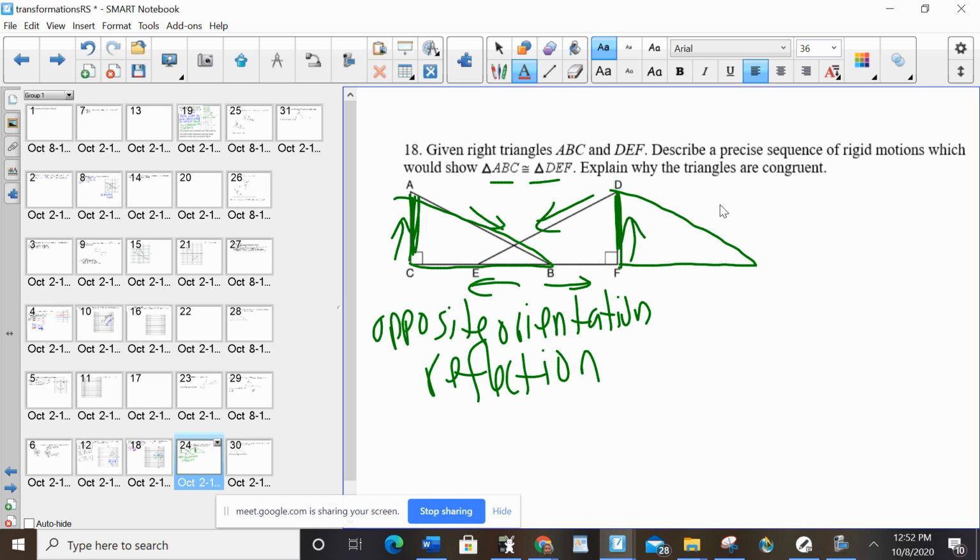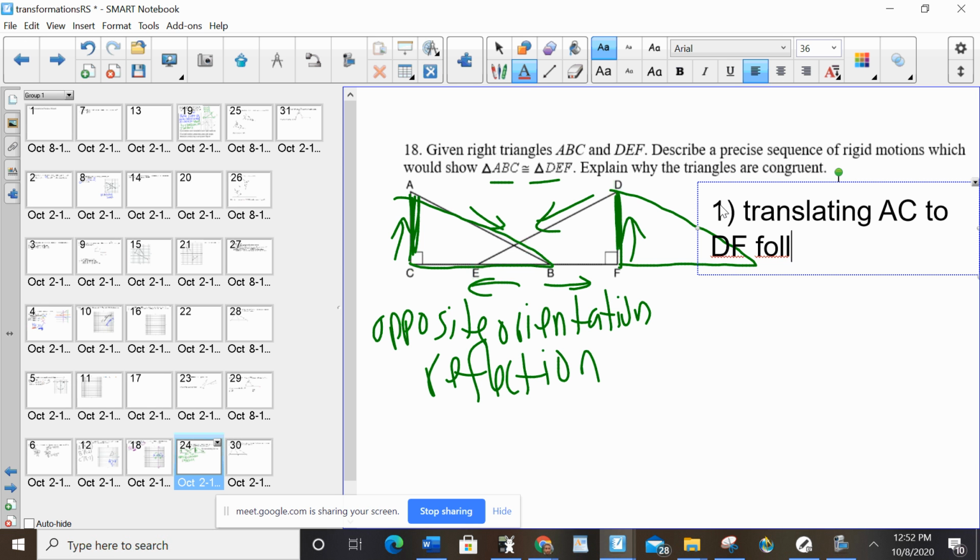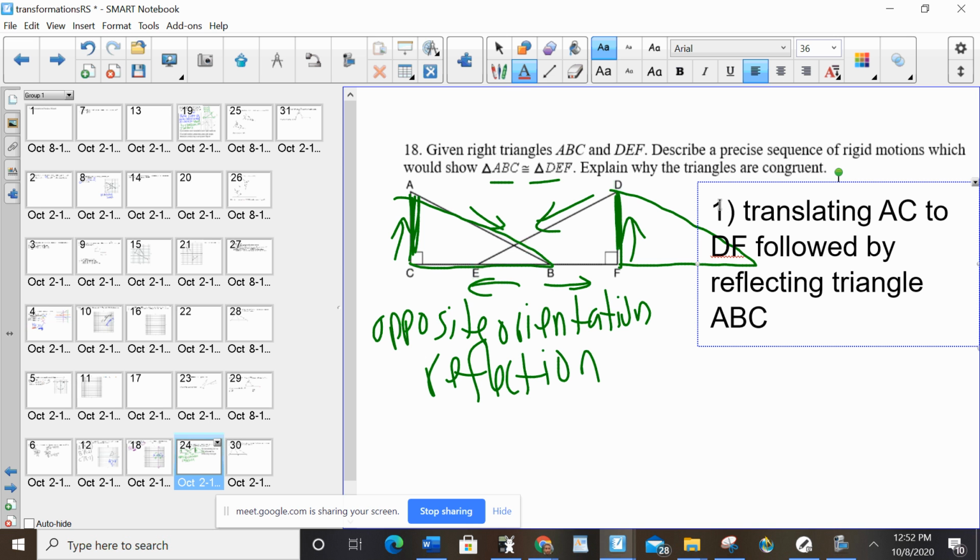So what am I doing? I'm translating AC to DF. Once I have that, again, we said we had to do a reflection, followed by reflecting. What are we reflecting? Triangle ABC over line segment DF. You need to be very specific.